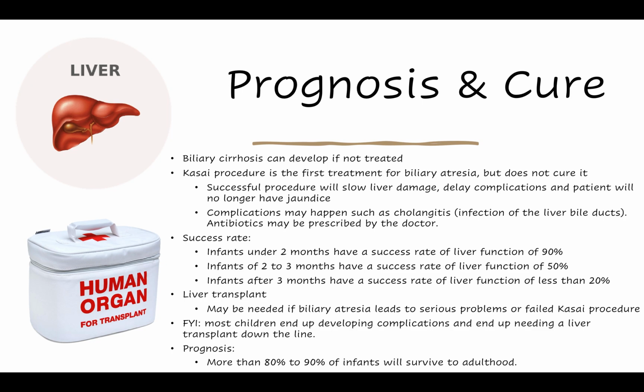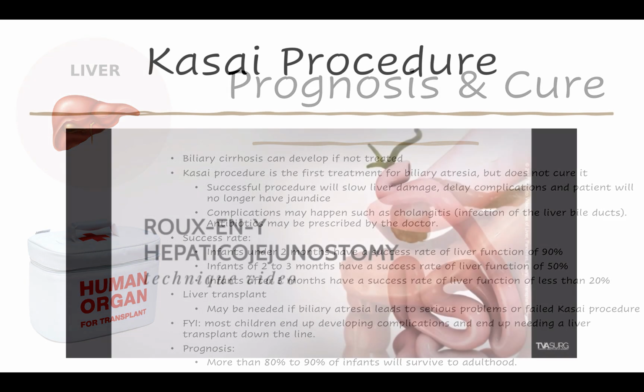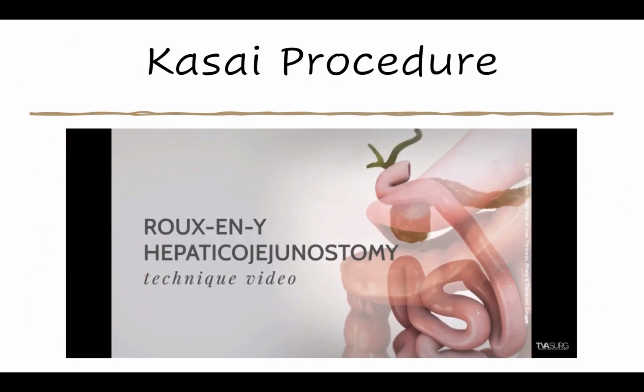A liver transplant may be needed if biliary atresia leads to more serious problems or there is a failed Kasai procedure. Most children end up developing complications and end up needing a liver transplant down the line. As for prognosis, more than 80 to 90% of infants will survive to adulthood. Here I have attached a video of the Kasai procedure so you guys can see how this procedure is done.